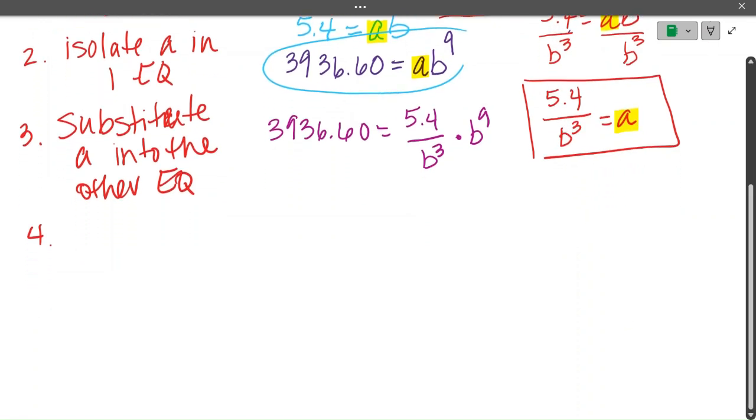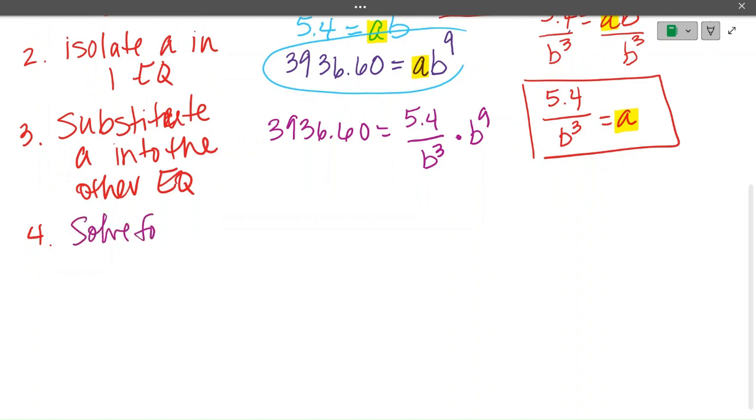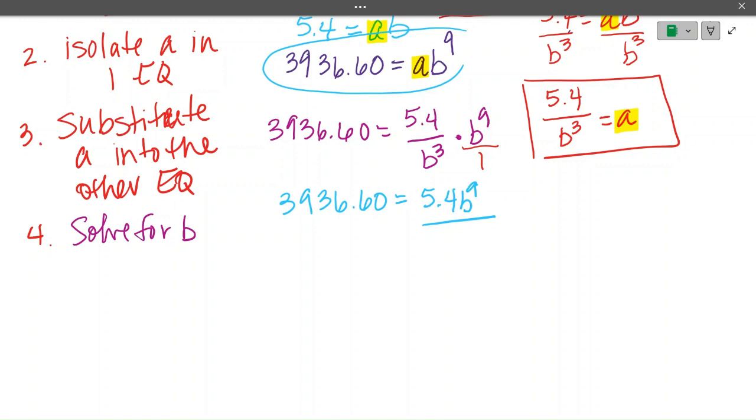Okay, so we did our substitution, and now we are going to solve for b. So to do that, I know that there is a secret 1 underneath b to the ninth. So I'm just going to rewrite this intermediate step. You don't have to do that, but I just want to be crystal clear with what I'm doing. So in math, when we multiply fractions together, we multiply numerator to numerator and denominator to denominator. So one of the steps that you could take if you're not doing math in your head is to multiply 5.4 by b to the ninth, and you get 5.4 b to the ninth. And you multiply b cubed times 1, and then you end up with b to the power of 3.